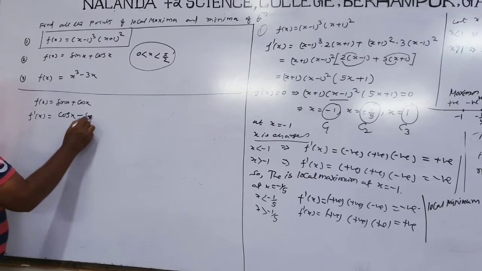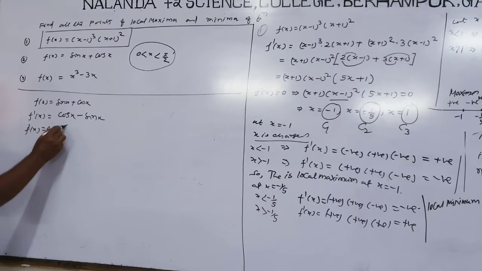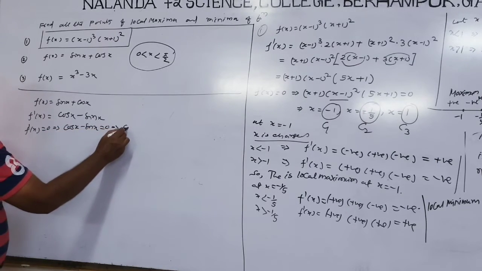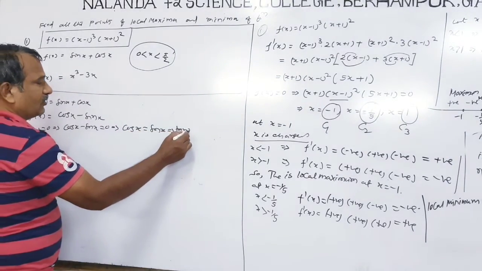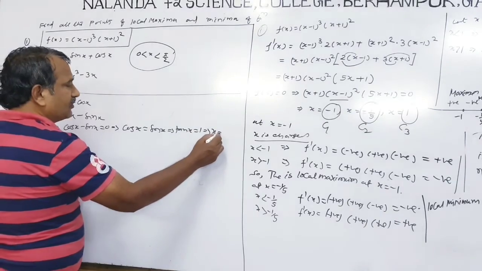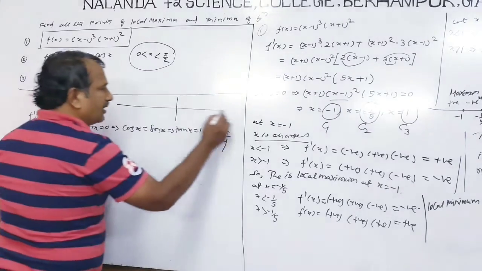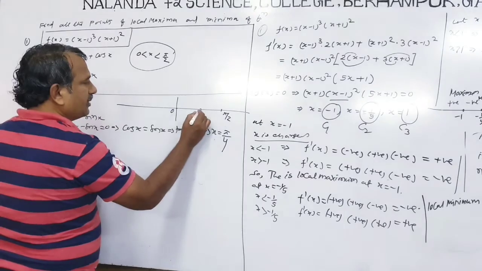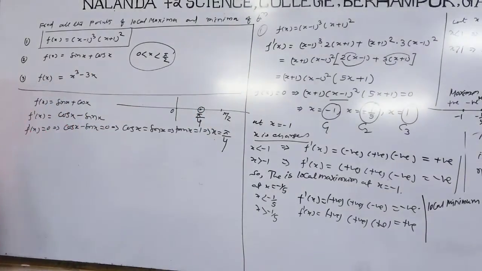Now minus sin x. Now f dash x equal to 0, so cos x minus sin x equal to 0, so cos x equal to sin x, so tan x equal to 1, x equal to pi by 4. Let us say this is 0 and this is pi by 2, and the critical point is pi by 4.